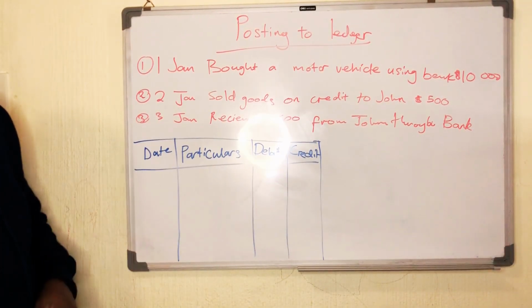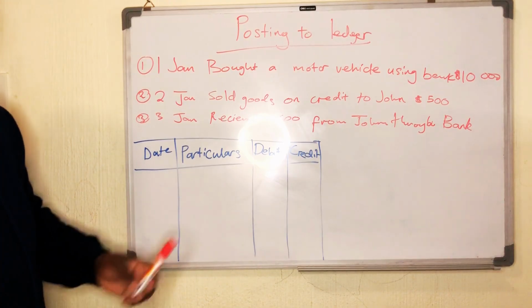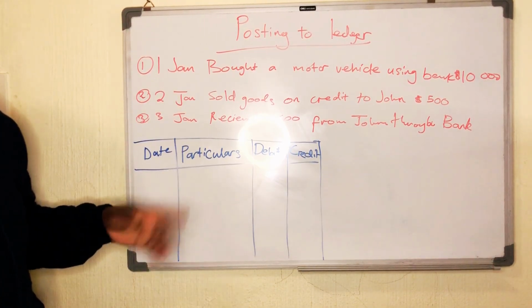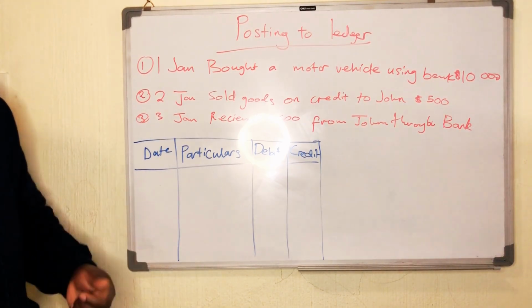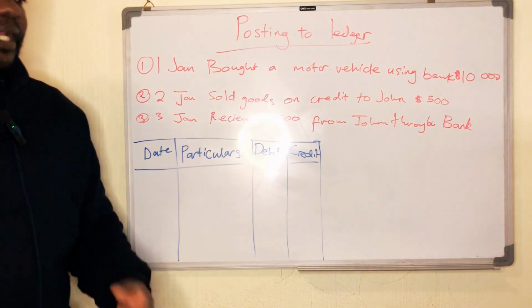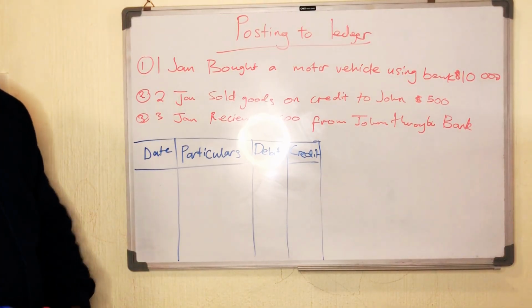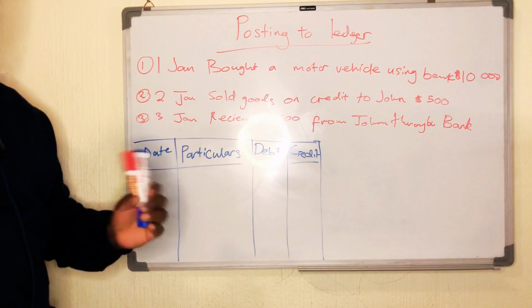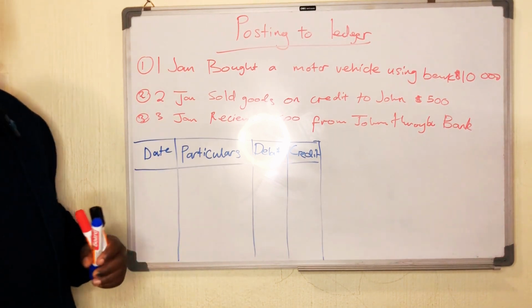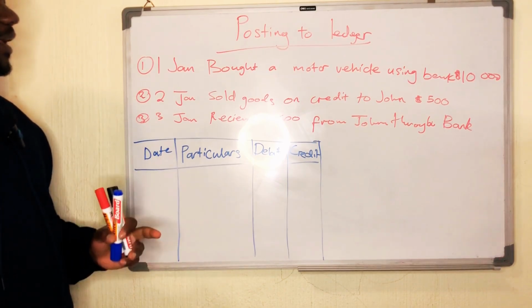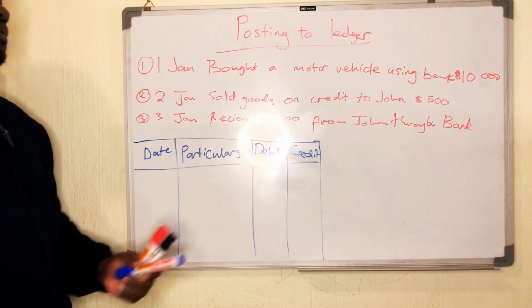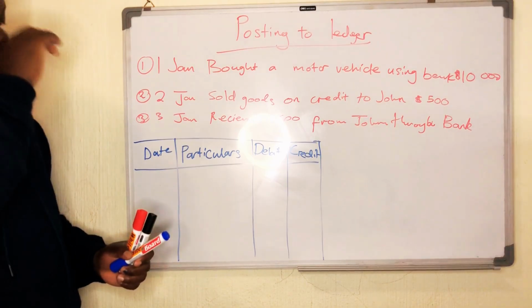Today we want to look at posting to ledger. In the previous class we did journal entries. So now the journal entries have been prepared. The next step is to post to ledger. As we said when we began our classes, for each and everything that we do, we prepare a separate account. So now this is the account that we want to prepare.